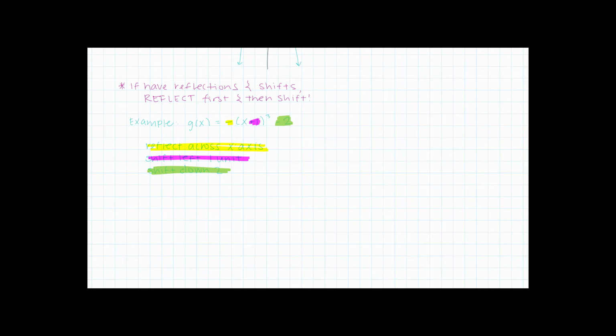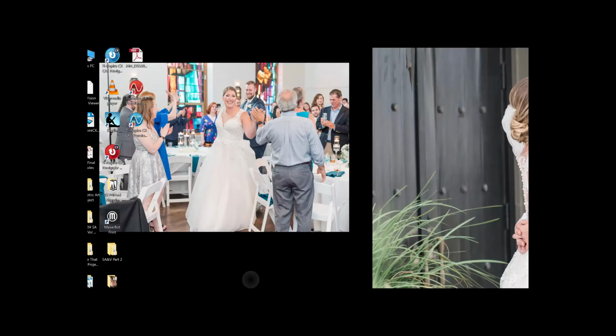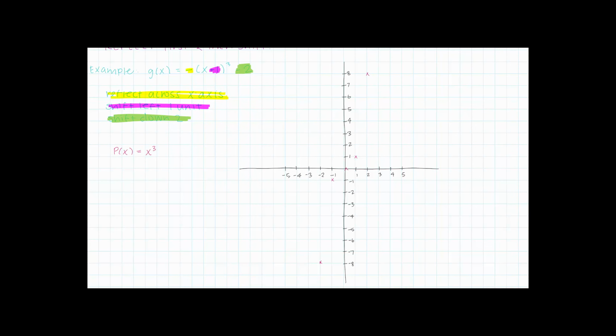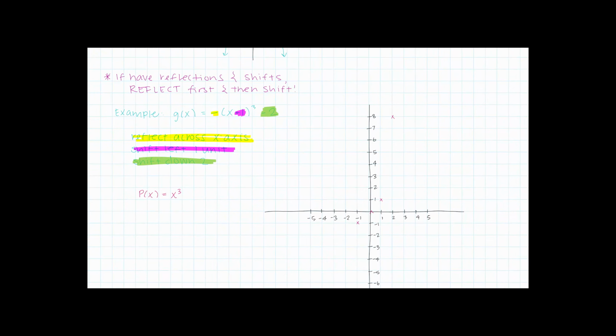So why don't you take a second? We know that our parent function here is x cubed. So take a second and graph that parent function. Okay, so I have my parent function graphed here with x's for the parent of x cubed. Then you can see that we're going to reflect first. So we always want to make sure that we reflect first and then shift.